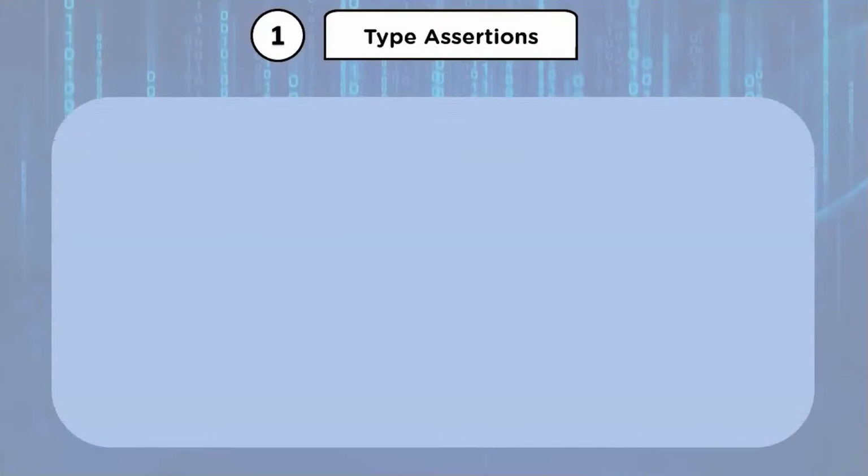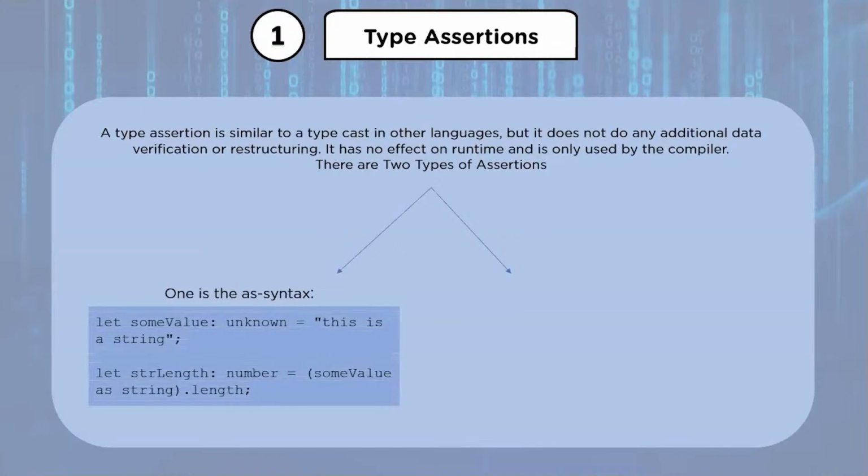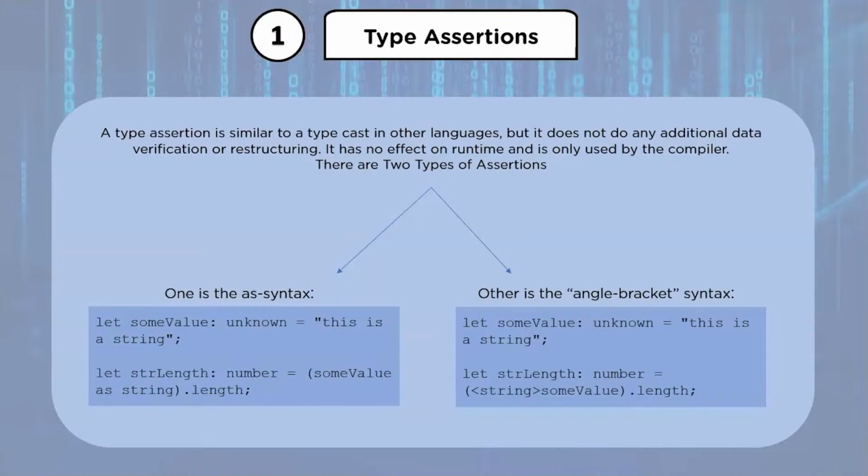We'll first look at type assertions. Type assertion is similar to typecast in other languages, but it does not do any additional verification or restructuring. It has no effect on runtime and is only used by the compiler. TypeScript expects that you, the programmer, have completed the necessary and specific checks. So there are two types of assertions. One is the as syntax and the other one is the angle bracket syntax. Both versions are identical. Choosing one over the other is primarily a matter of preference. However, only as-style assertions are allowed when combining TypeScript with JSX.